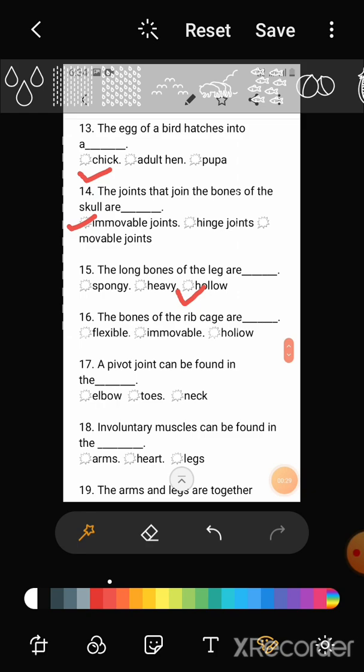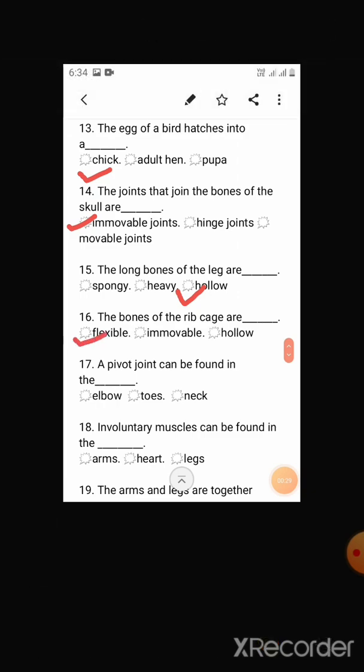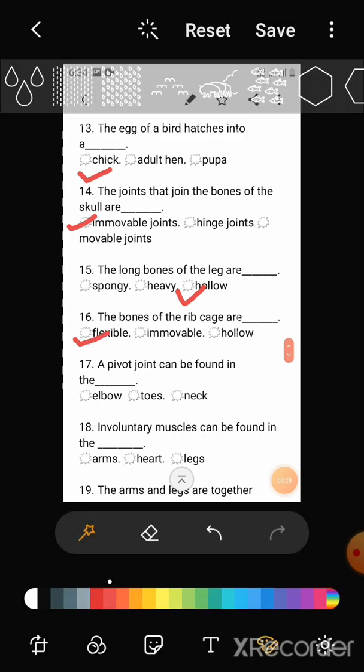Next, the bones of the rib cage are dash. Given options are flexible, immovable, and hollow. And the correct answer is flexible. The bones of the rib cage are flexible.